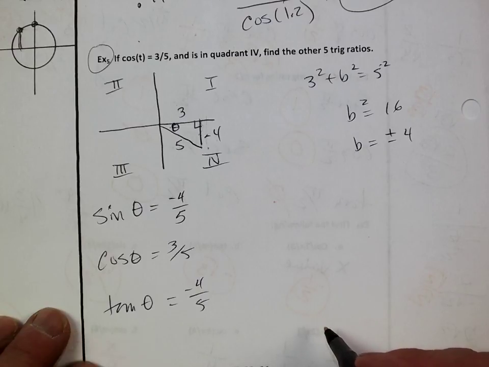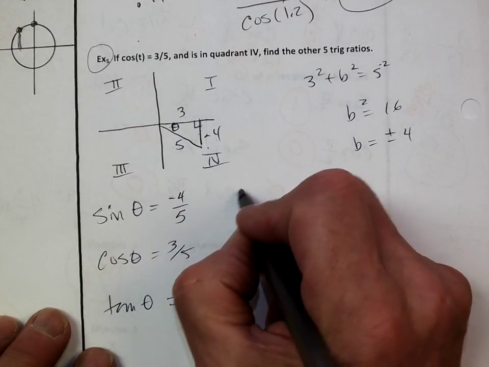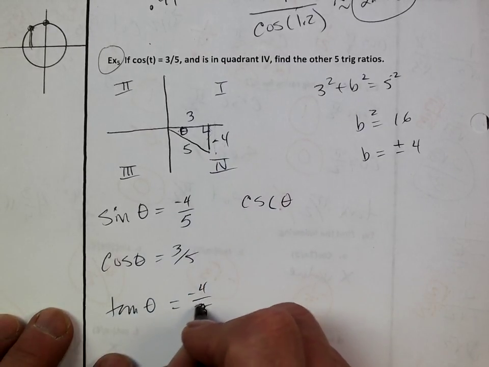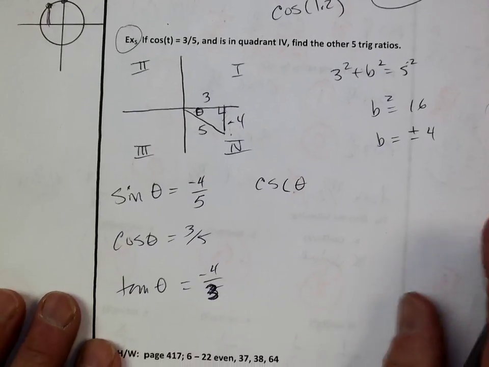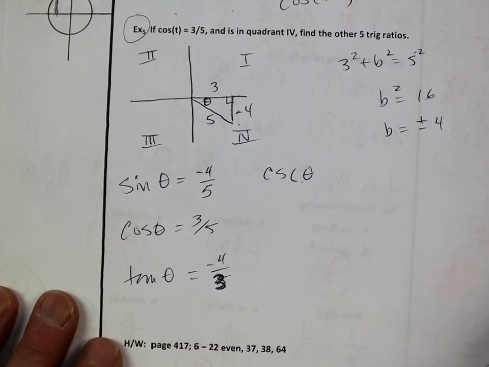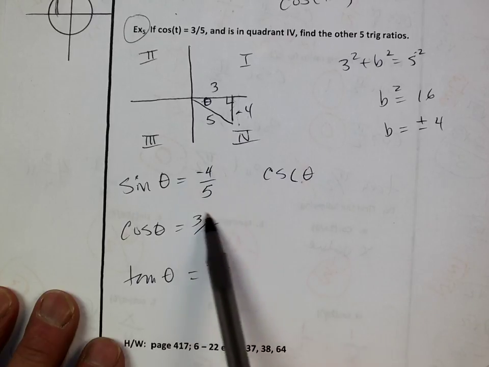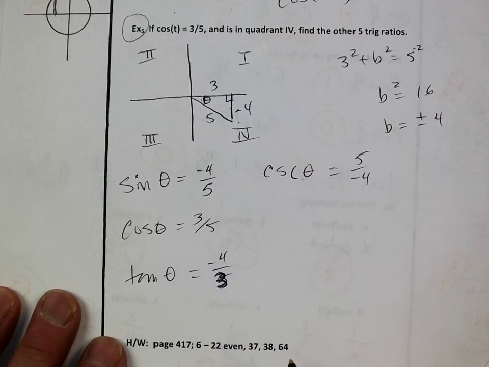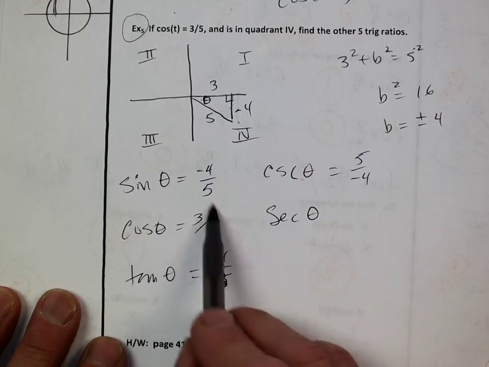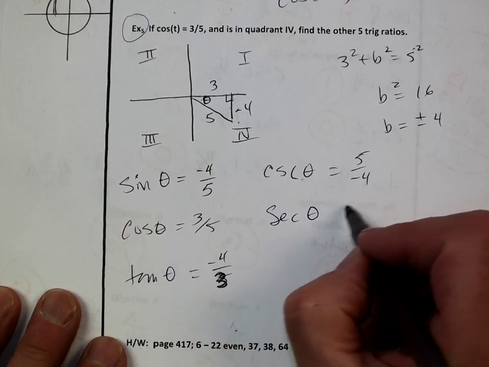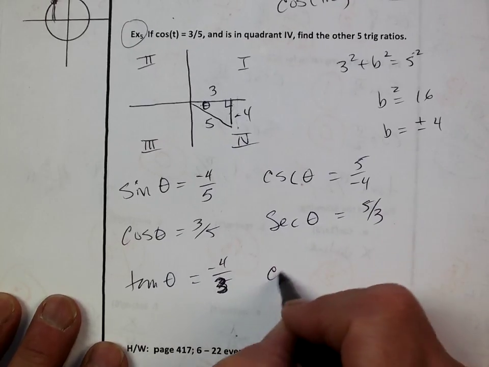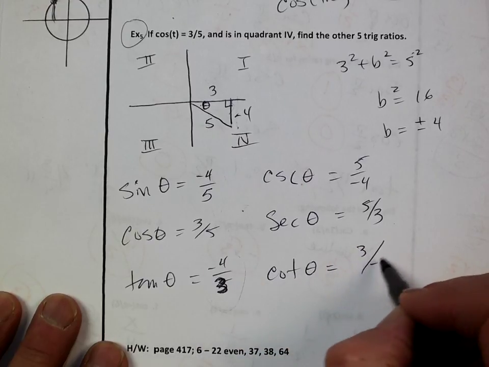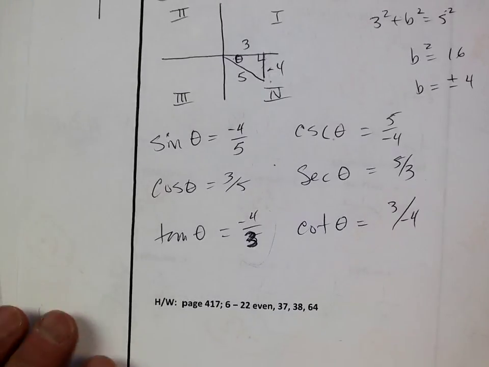The next 3 are easy. Cosecant of theta. Is it negative 4 over 5 or negative 4 over 3? It's negative 4 over 5. I made a mistake. There, I admitted on camera, huh? Cosecant is just the opposite of this. It's just going to be 5 over negative 4. Secant is just the opposite of this. 5 over 3. Cotangent is just the opposite of this. 3 over negative 4. Easy squeezy, lemon peasy, okay?